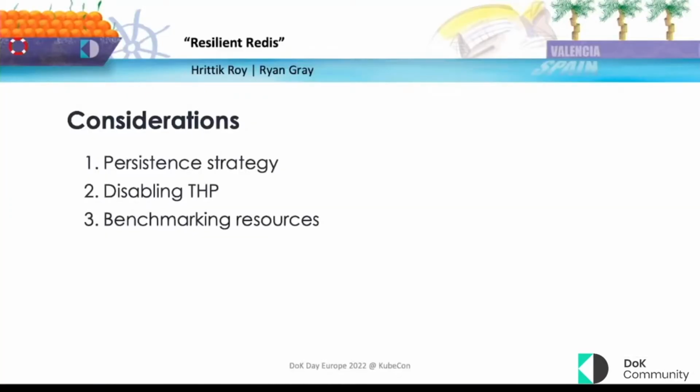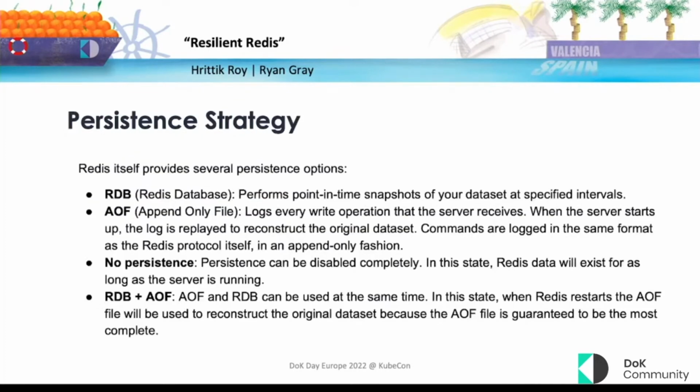A few other considerations that we'd like to point out are Redis's persistence strategy, disabling transparent huge pages, and benchmarking. Redis itself provides several persistence options. There are 4 persistence strategies in Redis. The first is RDB, the Redis database, which performs snapshots of your entire data set at specified time intervals. The second, AOF, append-only file, logs every write operation that the server receives. So when the server starts up, the log is replayed and it rebuilds the entire data set.